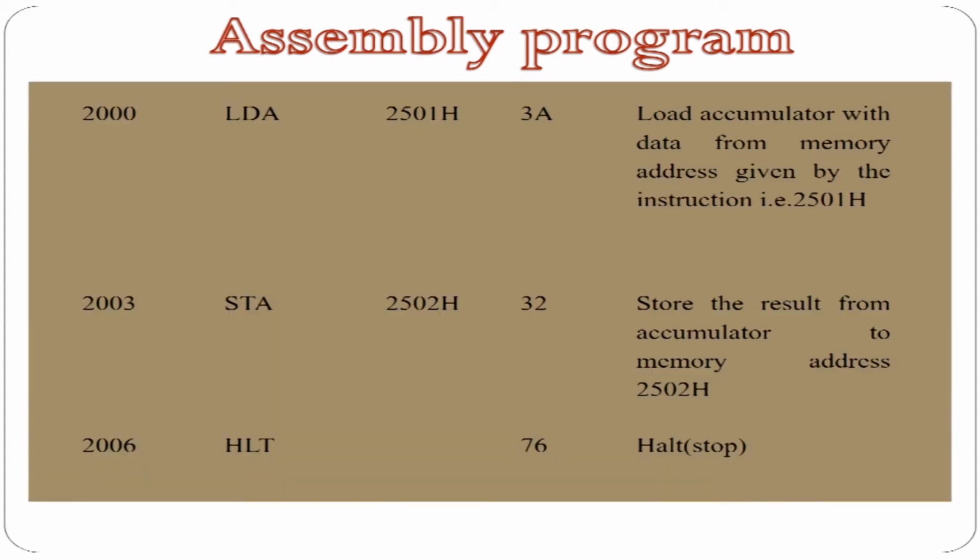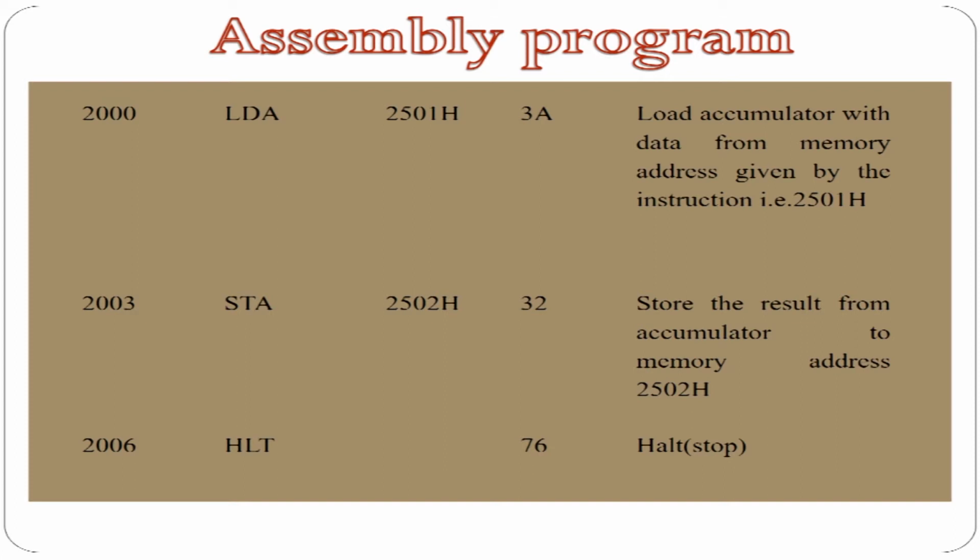Let us take an example of an assembly language program. This is a program for storing the data at specific memory address. Memory address is 2000, mnemonics LDA, operands 2501H, opcode 3A, and comments: load accumulator with data from memory address given by the instruction, that is 2501H.